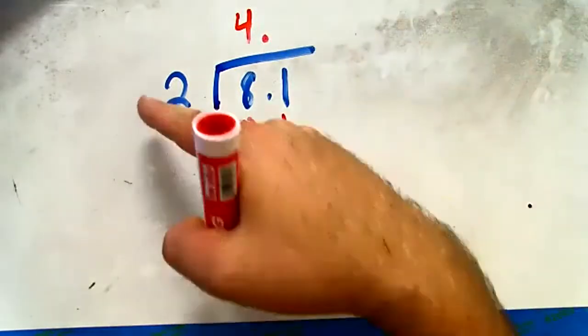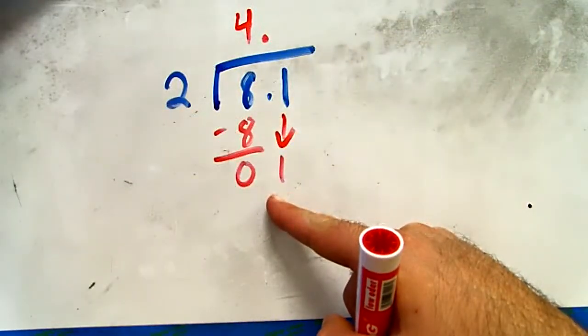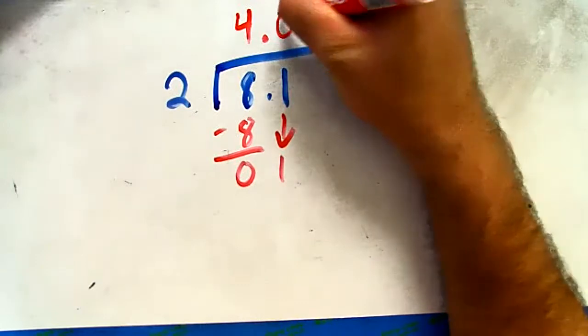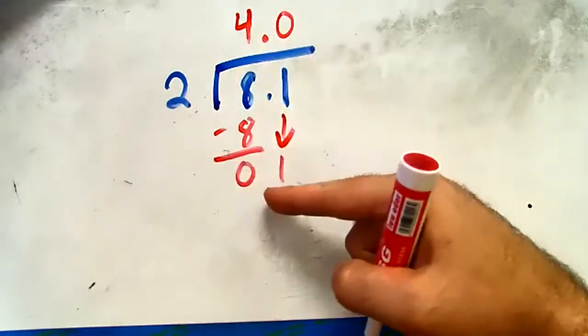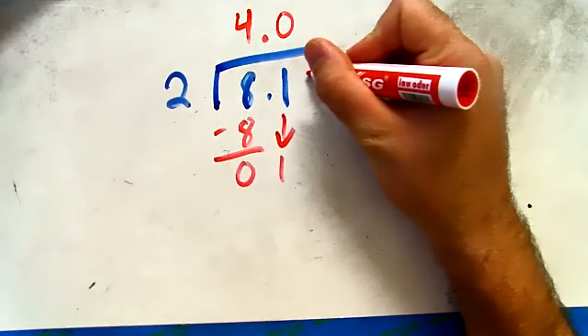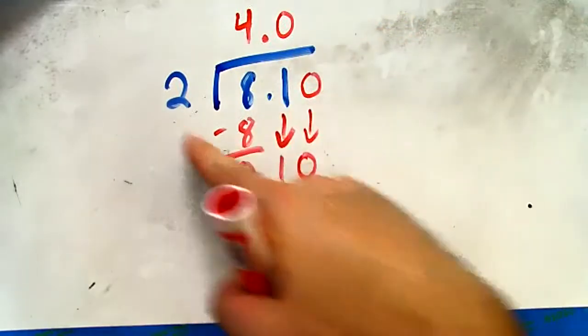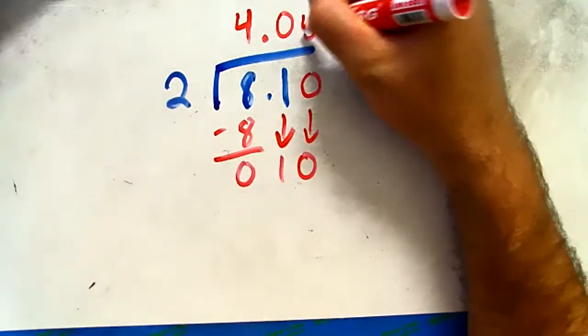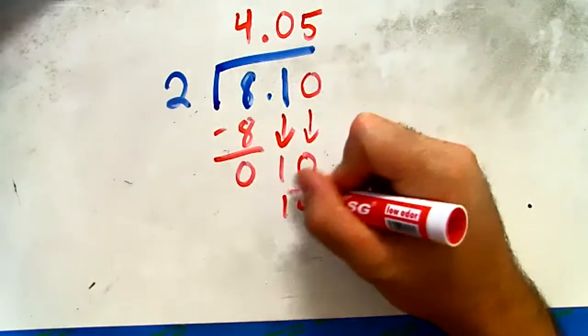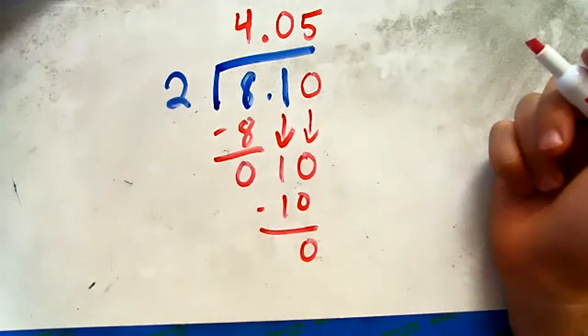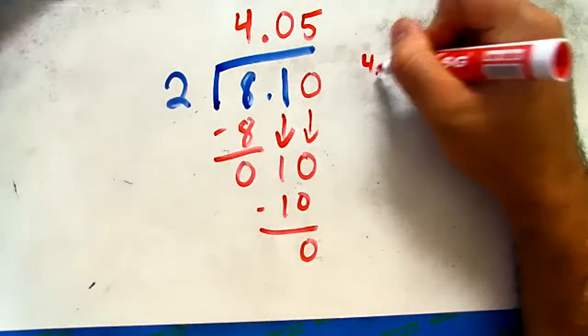That's no big deal. Now, 2 doesn't go into 1. I can't do 2 into 1, so that's 0 times. But I can always add another 0 to the end of a decimal, and it's no big deal. 2 goes into 10 5 times. 5 times 2 is 10. Subtract, no remainder.